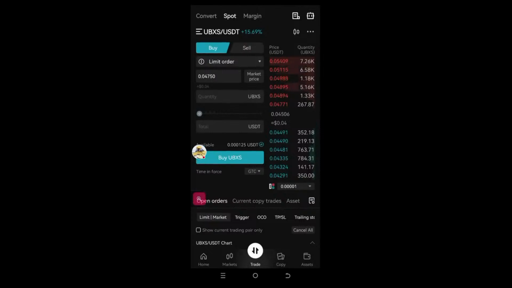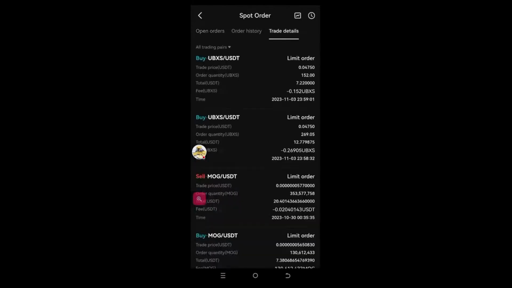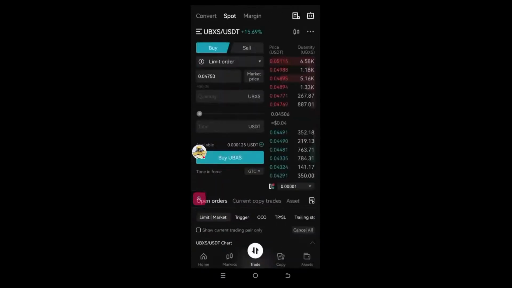Anyways, let's put this at... how much did we buy it as? I think we bought it at 4,750, of course. Let's check the trade details. Okay, it sold in 2 tranches for 750. So this one we just have to trust God for it.